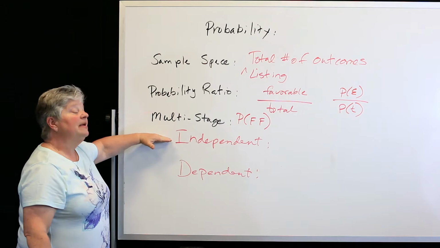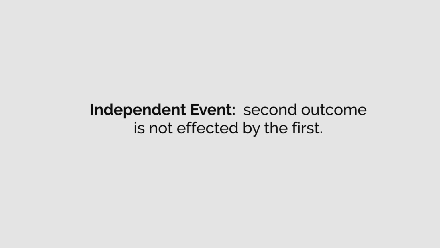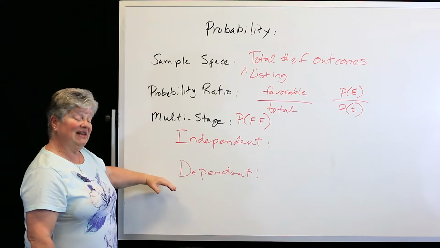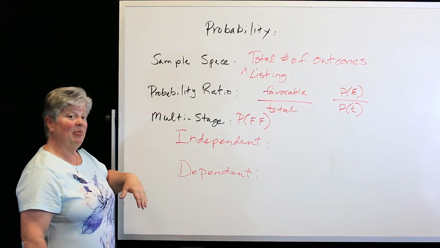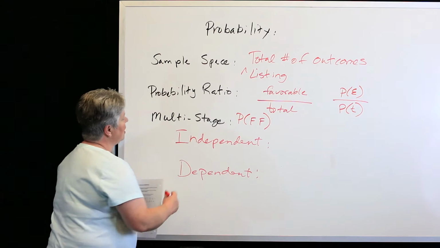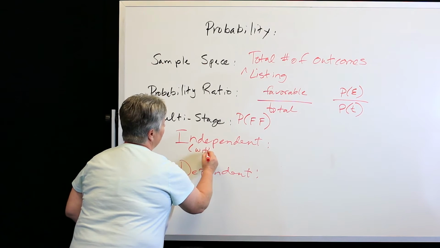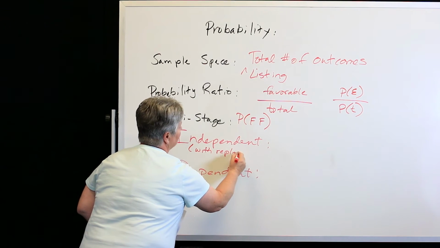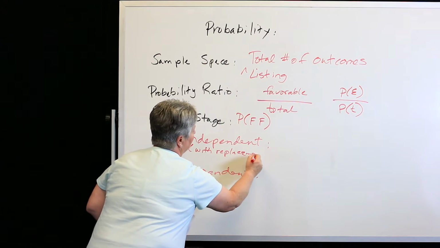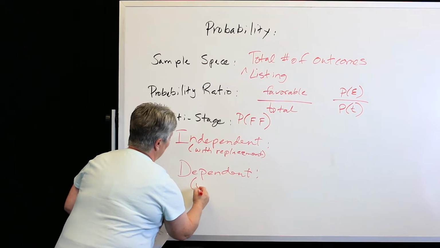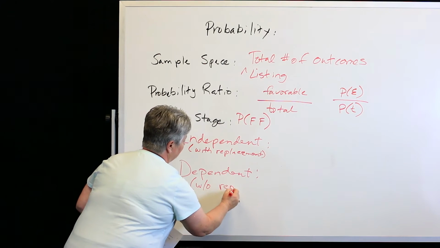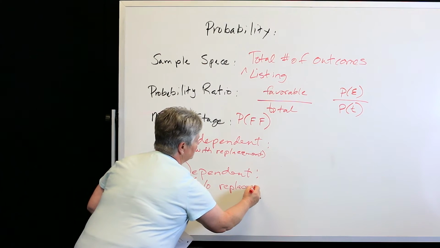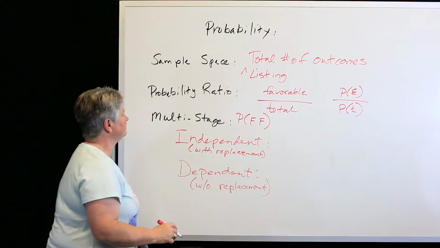If I have an independent experiment, what it means is that whatever I do the second time hasn't been at all impacted by what I did the first time. If it's dependent, something has been impacted. And so a lot of times they will talk about this one as with replacement, and this one without replacement. You'll see how that plays out in this particular example, okay?